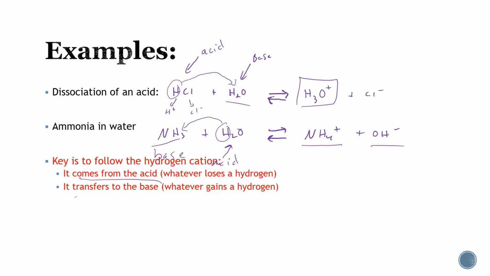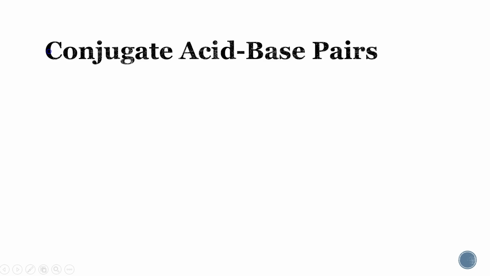Okay, so another way to look at that is whatever loses a hydrogen is our acid, and whatever gains a hydrogen is our base. A Bronsted-Lowry acid becomes what's called a conjugate base. So when we look at a reaction, whatever started off as our acid, on the product side of that reaction, becomes its conjugate base.